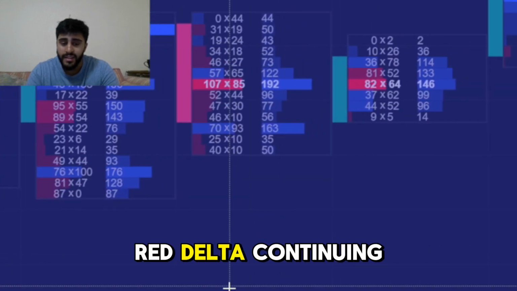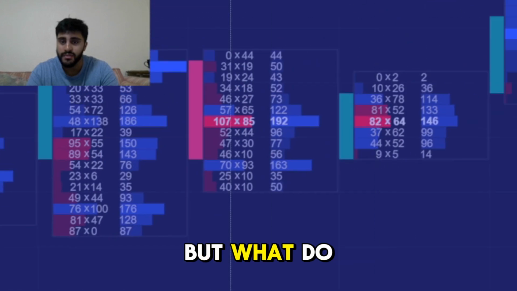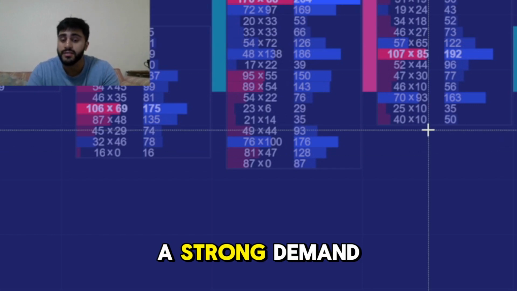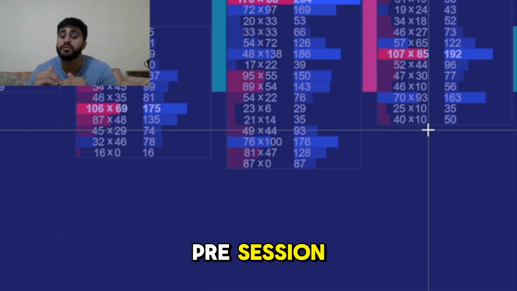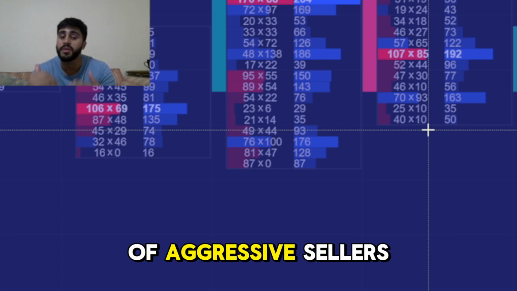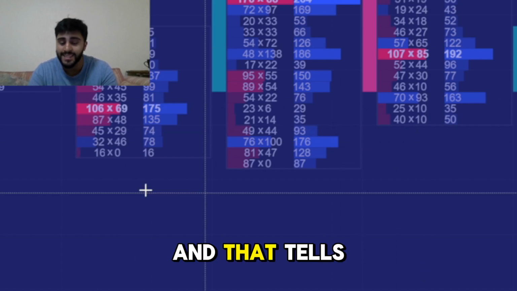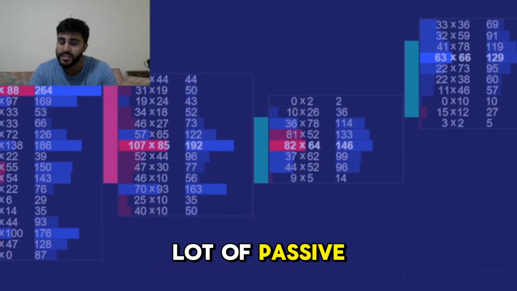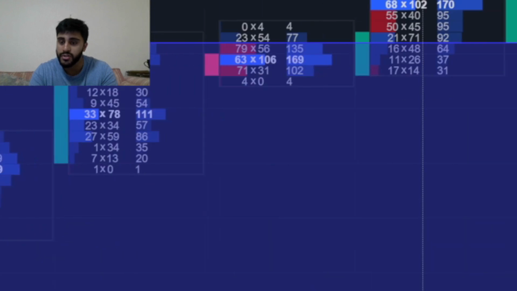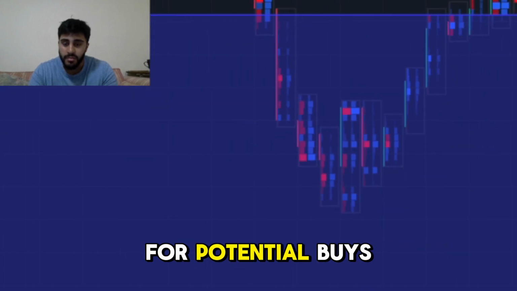Now we have the red delta continuing. Notice how we have 106 by 69, and then eventually we break out of the zone, right? So what do we understand here for a 5-minute chart? What we've seen to give this demand zone validation that it is a strong demand zone, pre-session, is the fact that we have a lot of red delta which isn't being rewarded. So what that means is that there's a lot of aggressive sellers at this zone which aren't being rewarded, sorry. And that tells us that the demand zone is strong because there's a lot of passive buyers sitting here absorbing these aggressive selling participants, right? Then eventually we see the blue delta kick in, which gives you areas of confirmation to look for potential buys later on in the day, right?